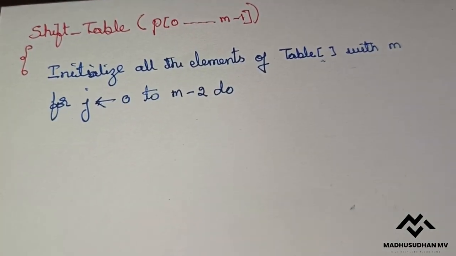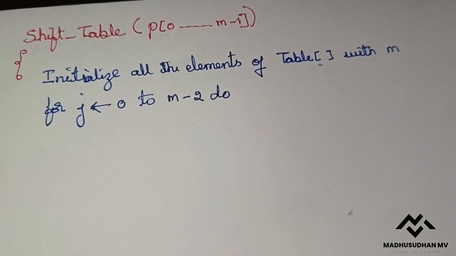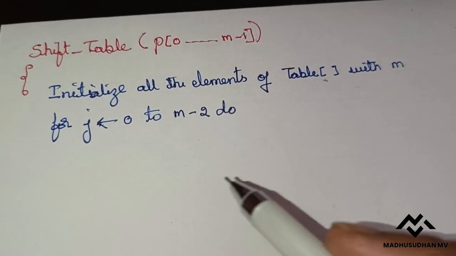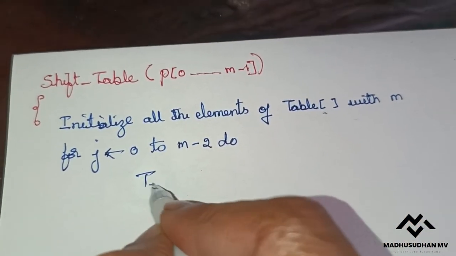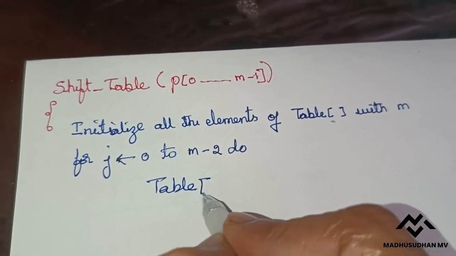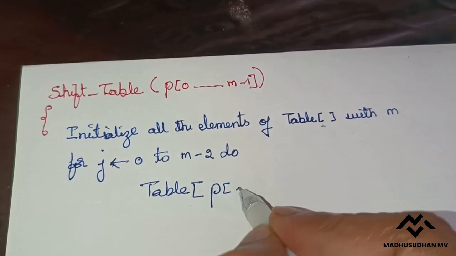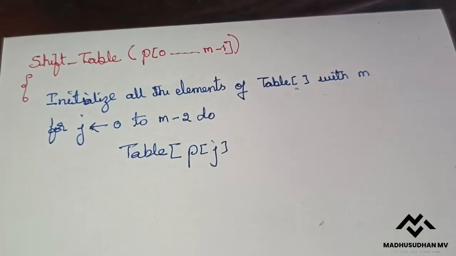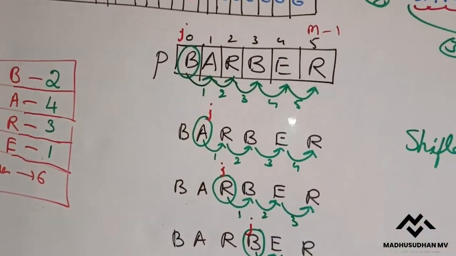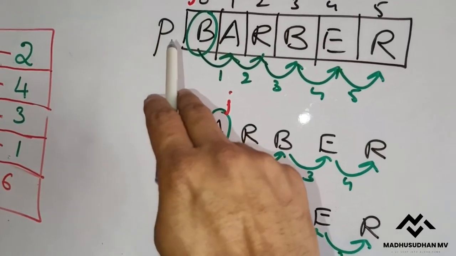What I have to do? Now I need to calculate the distance. Okay. Now I have to update. So what is the name you have given? I have given the name of the table as table. So table of what? Now pattern of J. First character of this one, J is equal to 0. Pattern of J is what? B. B is at what distance?